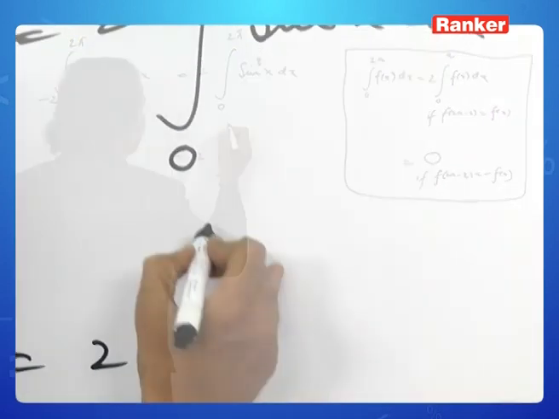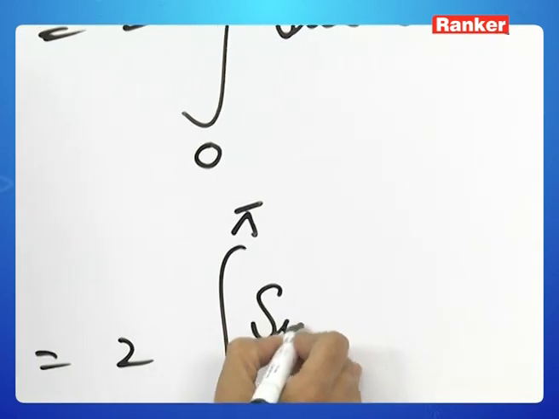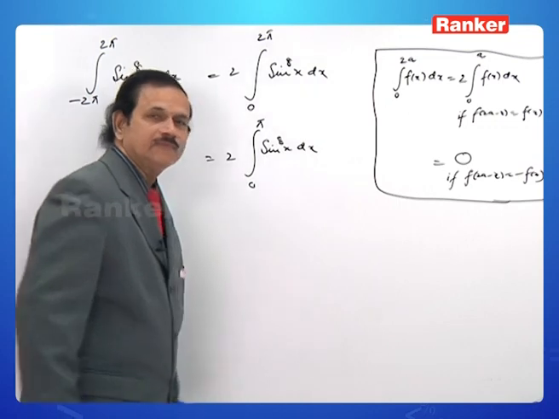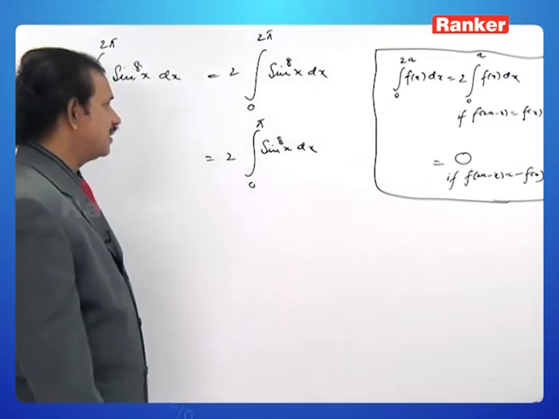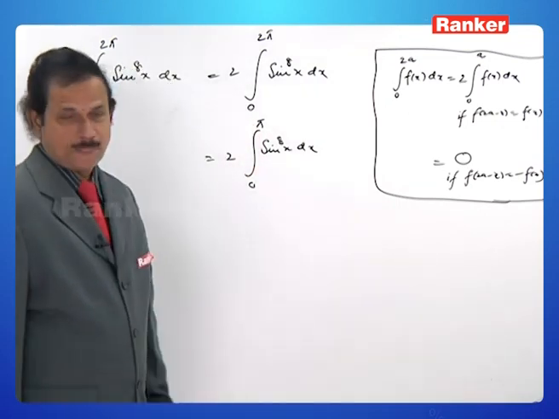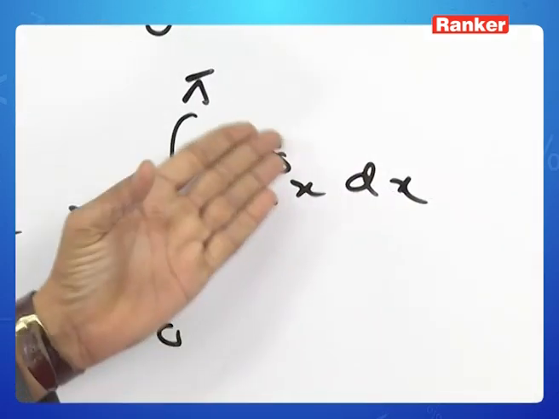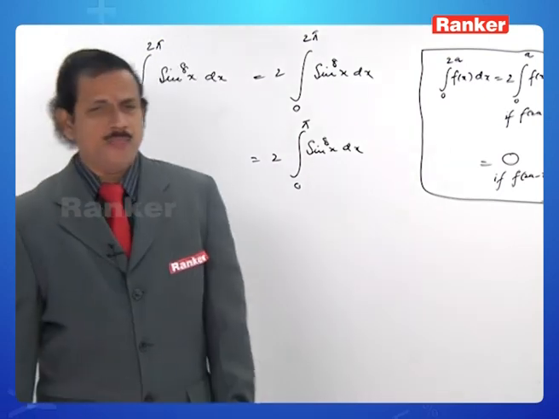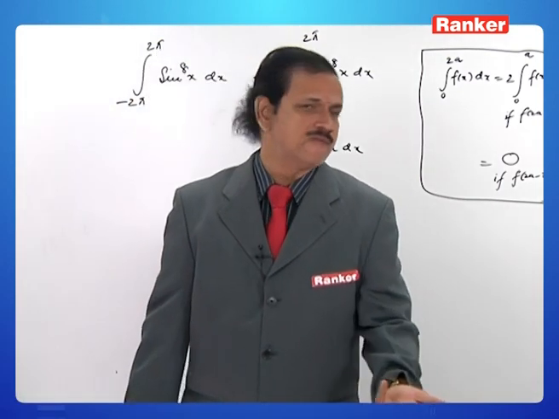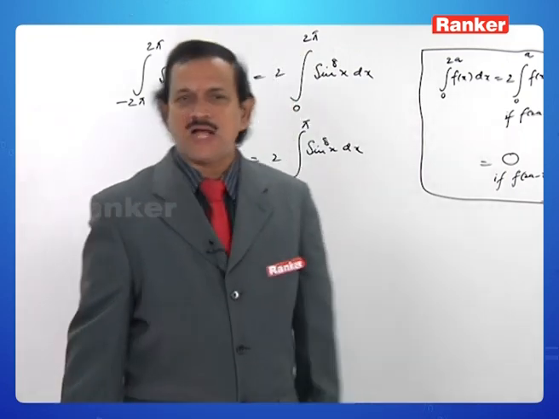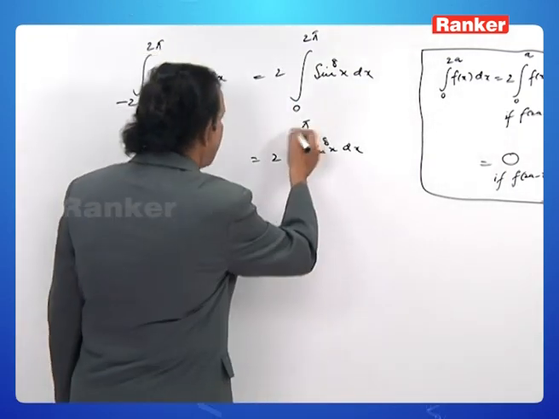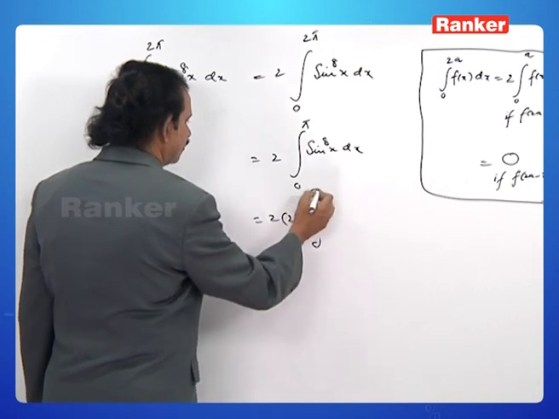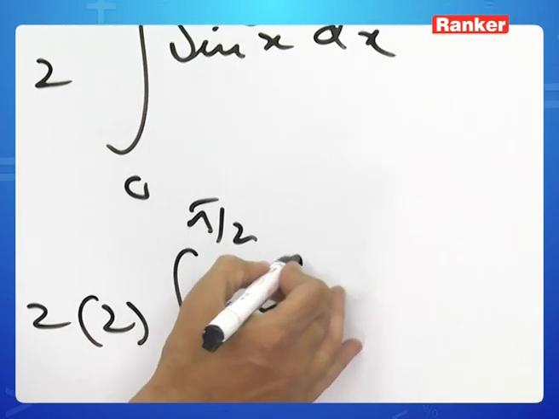2 into integral 0 to pi sine power 8x dx. Again, in the place of 2a, we have pi, of course. Sine of pi minus x whole power 8. Any changes? No change. Sine power 8x itself. That is f of 2a minus x is equal to f of x. The first case is to be applied here also. Hence, you can pull out one more 2 into integral 0 to pi by 2 sine power 8x.